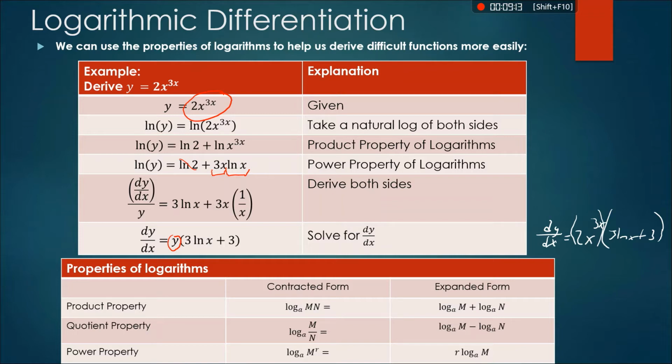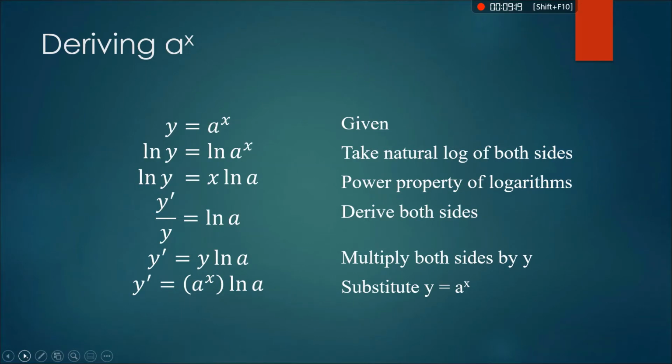Last one then, same idea. So if I wanted to derive a to the x, I'm going to start by taking a natural log of both sides. That allows me to use my properties of logarithms to break this apart. Then I can pull the x out with my power property of logarithms and derive both sides normally, now that these are just natural logs.